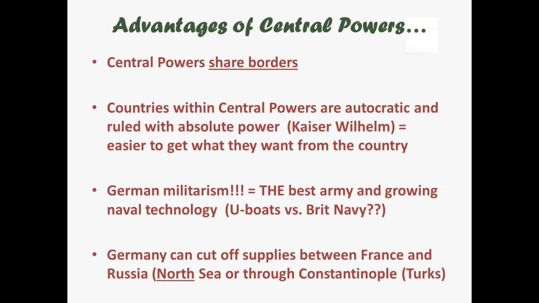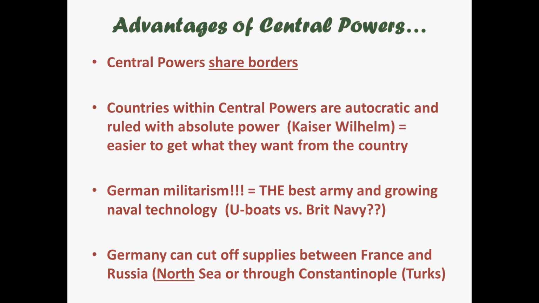Countries within the Central Powers are autocratic and ruled with absolute power, like Kaiser Wilhelm, who was an extremely powerful emperor. That means it's easier for you to get what you want from your country, when you want soldiers, when you want money. In democracies, you have to vote for those things. People have to get along. And we're going to see what happens to Russia because their government is going to fall apart during this war.